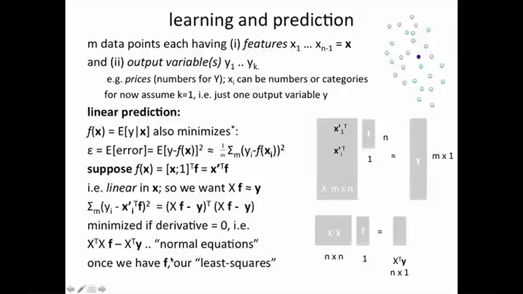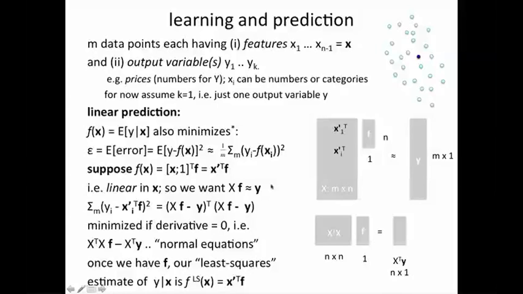Once we have our f, our least squares estimate for y is nothing but f transposed x, or f transposed x prime, where x prime is x comma 1. So given an x, the value of y, most likely by least squares, is f transposed times x comma 1. And that's our least squares estimate.